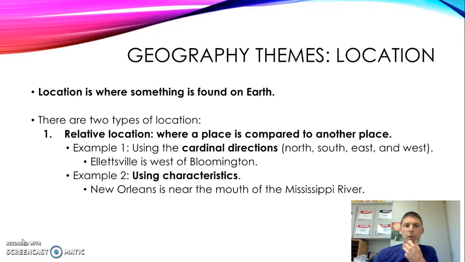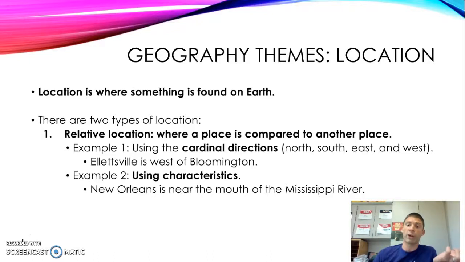First we have location, which is where something is found on Earth. And there are 2 types of location. There is relative location, which is a place compared to another place. If you say, I live across the street from the gas station, or I live down the street from my best friend Jim, those are both relative location. Or you could use characteristics, like I live near something. That's another way of showing relative location.